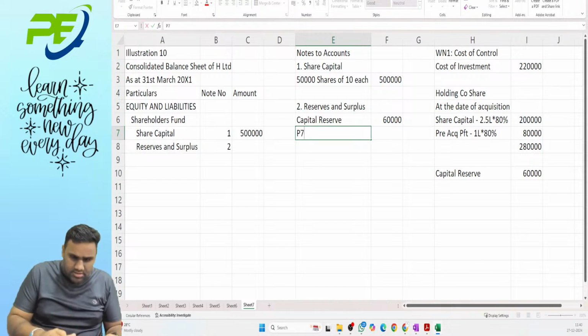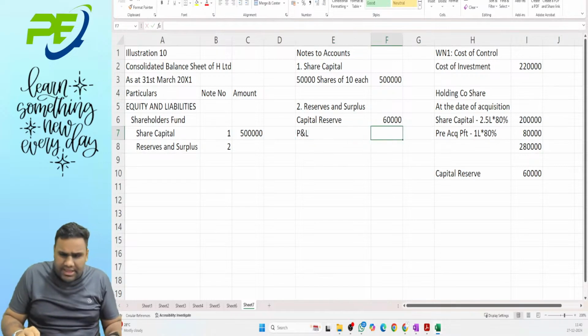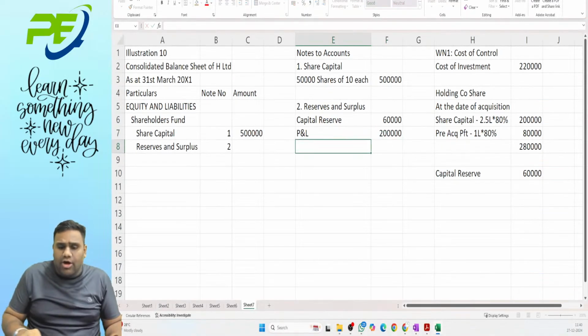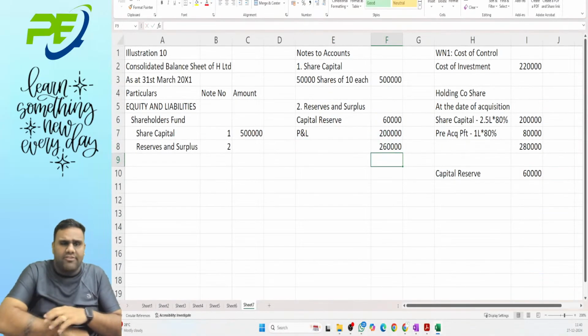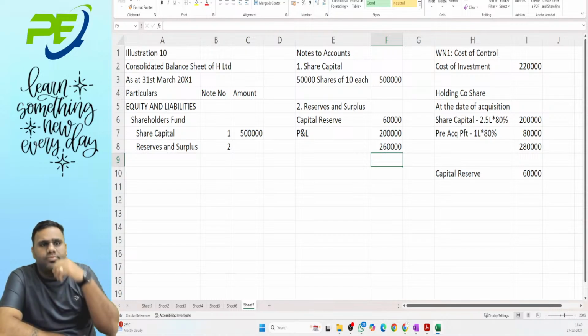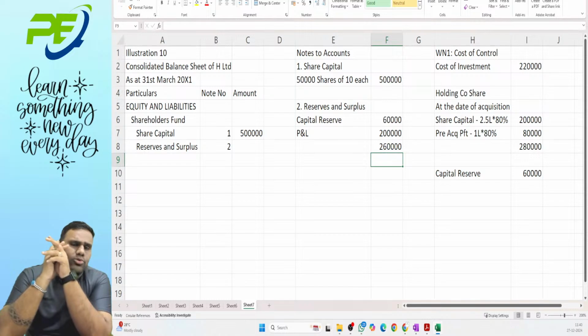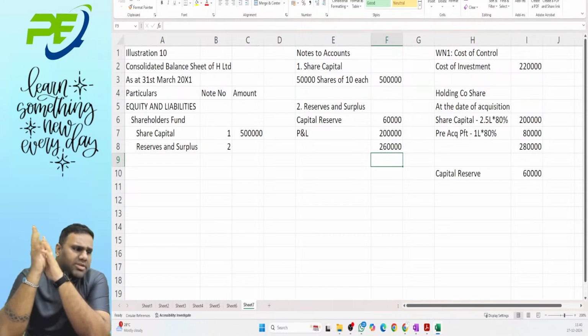P&L. Only holding company, how much? 2 lakhs. Now go to your notes, everyone. Summary note, point number 2 or 3. Under fifth, point number 3. Okay, under point number 4, point number 3.